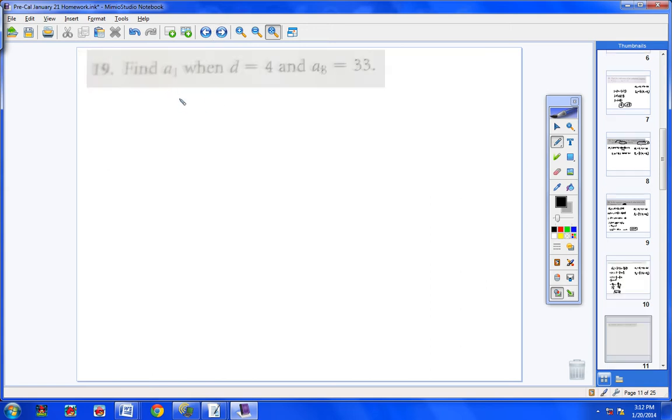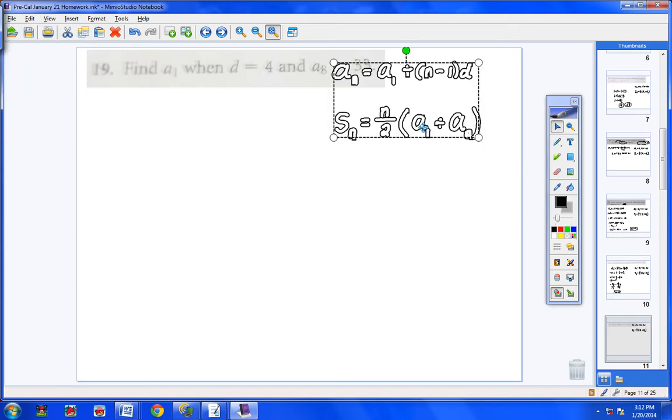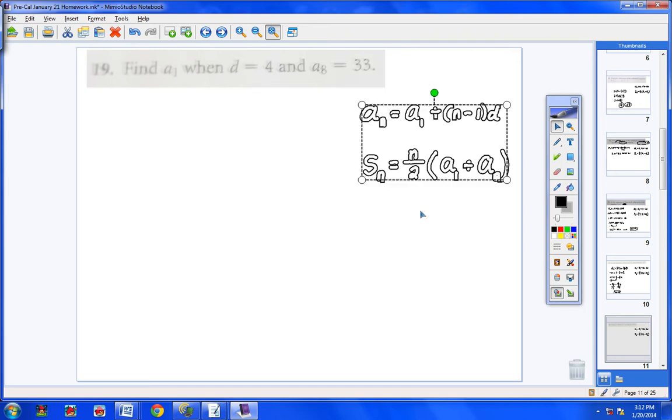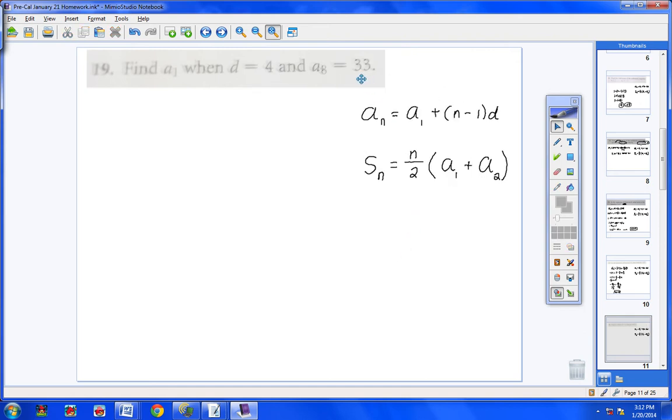All right, number 19. Find the first term. Now this will be interesting. Find the first term when d equals 4, and that's the common difference, and the 8th term equals 33. Now let's be really careful. We can use our formula right here. We can use this, okay? Watch carefully how I use it.